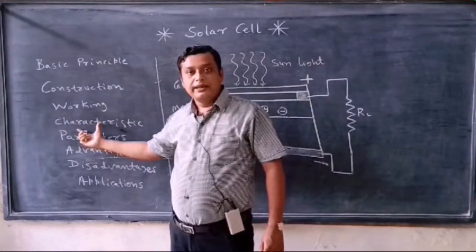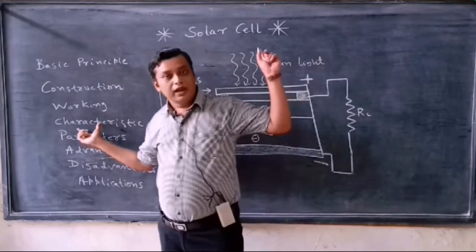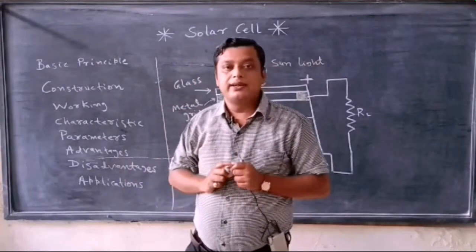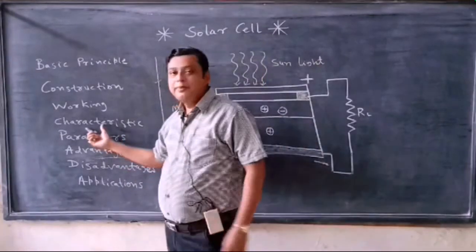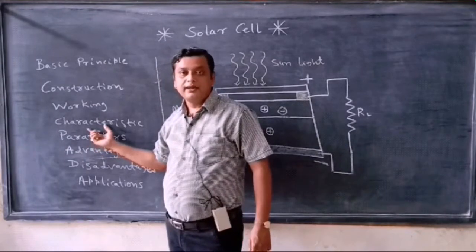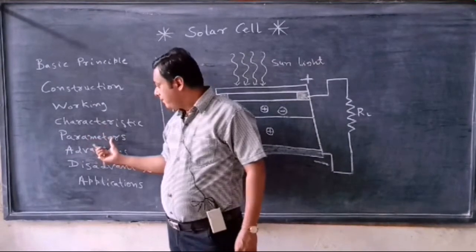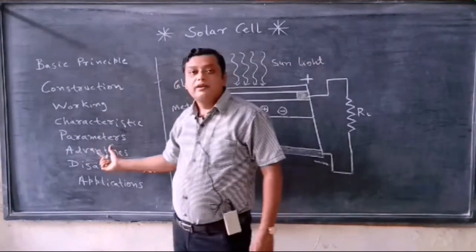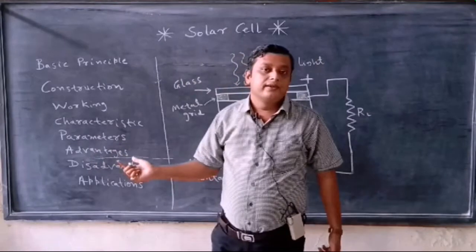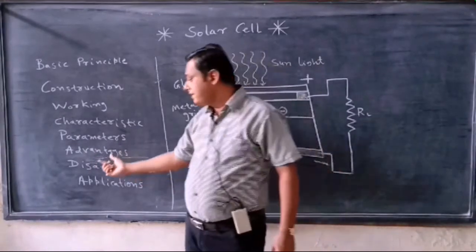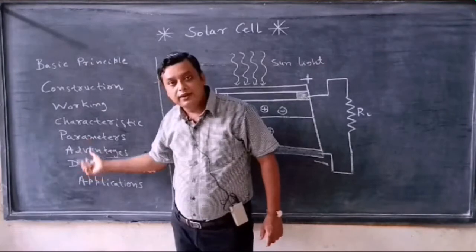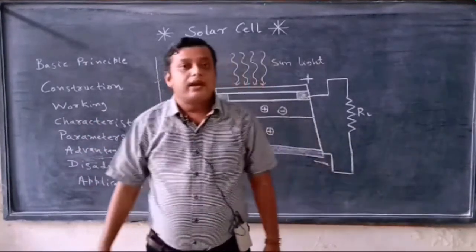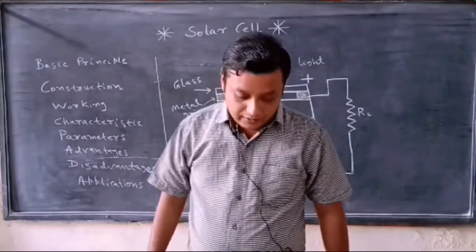current-voltage characteristics of the solar cell at different incident intensities of light. So it will be current-voltage characteristics of the solar cell, parameters. What are the advantages as well as the disadvantages of the solar cell? And after completing this, we will move towards the applications of the solar cell.